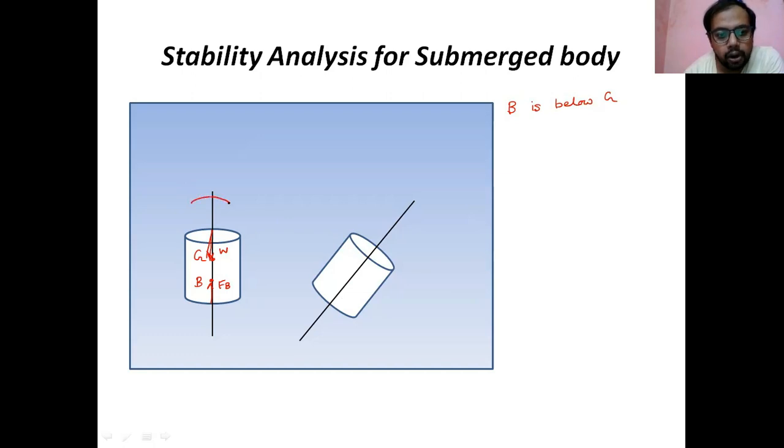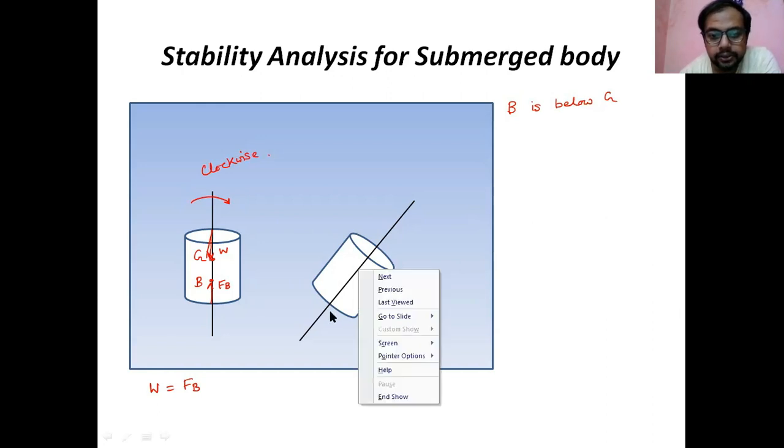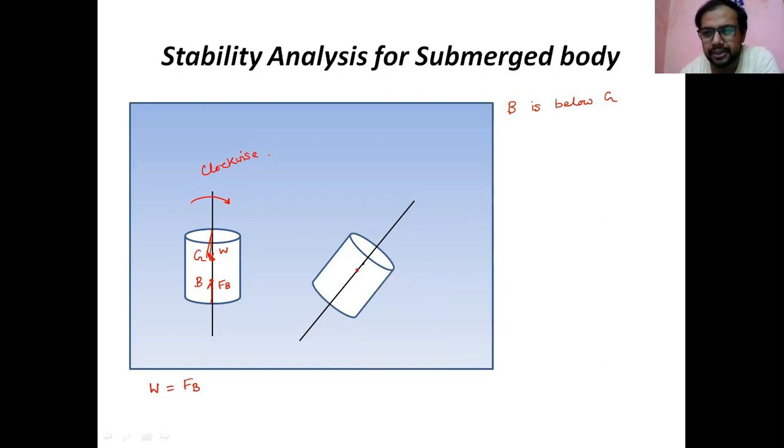Now you again give the clockwise tilt. This clockwise tilt is given by us to check what kind of equilibrium it is. But here it is balanced. W equal to FB is also satisfied. But after the tilt, the G position will not change, because the center of gravity will not change. The mass is the same. So W is acting here at G, and at B, FB is acting.